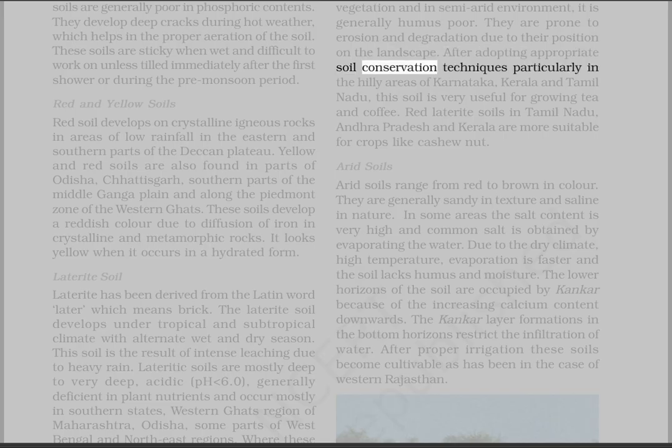After adopting appropriate soil conservation techniques, particularly in the hilly areas of Karnataka, Kerala and Tamil Nadu, this soil is very useful for growing tea and coffee. Red laterite soils in Tamil Nadu, Andhra Pradesh, and Kerala are more suitable for crops like cashew nut.